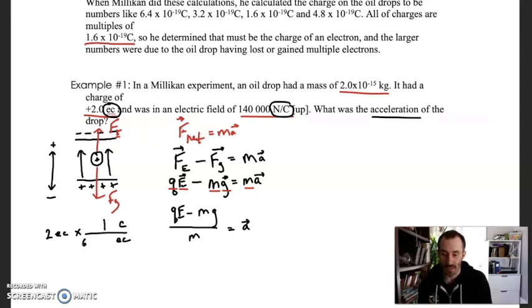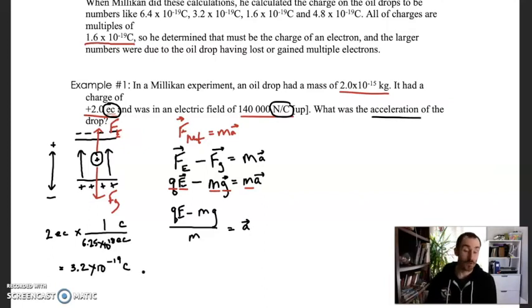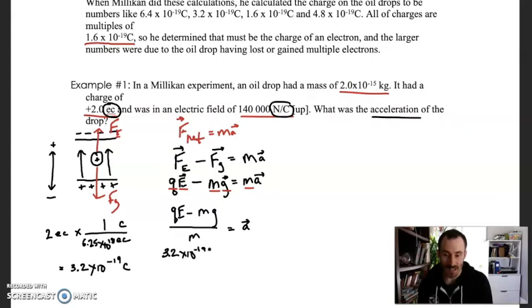1 coulomb is 6.25 times 10 to the 18 ECs. And so I get from there 3.2 times 10 to the negative 19 coulombs. So there's my charge. Now I'm going to put that in my formula. So Q is 3.2 times 10 to the negative 19 coulombs. My field strength is 140,000 newtons per coulomb.